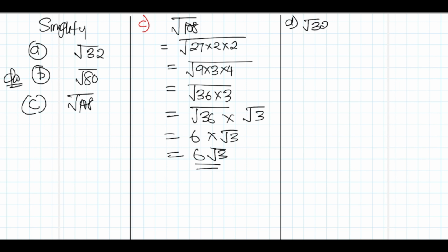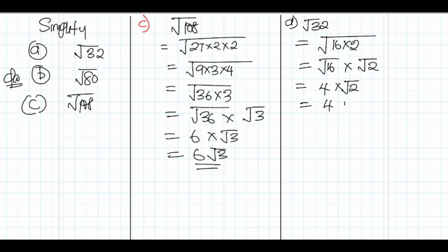A, root 32. Break it down. Express it as a product of a perfect square number and another number. That will be 16 times 2. Okay, break the root down to square root of 16 times square root of 2. Square root of 16 is 4 times square root of 2, right? And that will be 4 root 2. Okay, so pause the video, do your classwork.